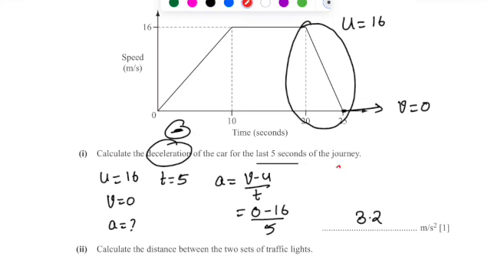If you want to write, you can write acceleration equals negative 3.2 meter per second square. Negative 3.2 meter per second square. Deceleration equals positive 3.2 meter per second square.